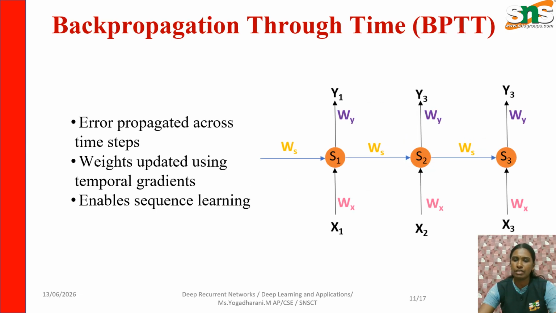And then backpropagation through time, which stands for BPTT. What is BPTT? It's the training algorithm used for recurrent networks. The first point is error propagated across time steps. Errors are sent backward through the sequences. Then temporal gradients, which means gradients calculate how weights should change, and then weight update. Weights are adjusted to reduce errors. Why is it important? Without BPTT, RNNs cannot learn temporal patterns. Forward propagation makes predictions, backward propagation improves them.